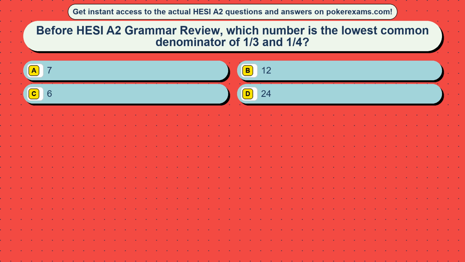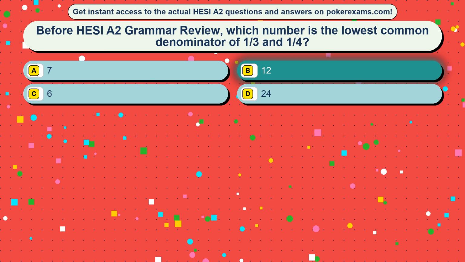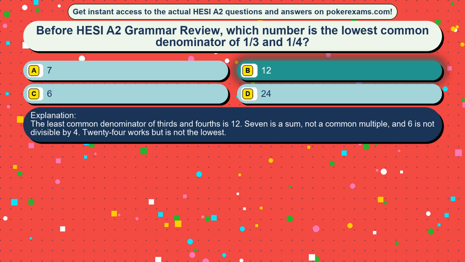Question 45. Before HESI A2 Grammar Review, which number is the lowest common denominator of 1/3 and 1/4? Option A, 7. Option B, 12. Option C, 6. Option D, 24. The correct answer is option B, 12. The least common denominator of thirds and fourths is 12. 7 is a sum, not a common multiple, and 6 is not divisible by 4. 24 works but is not the lowest.